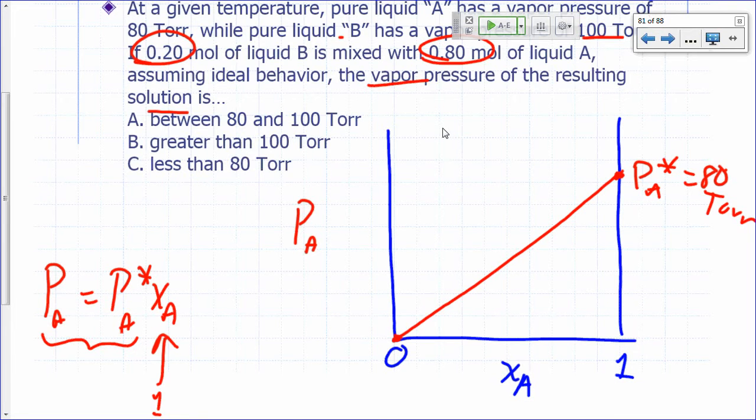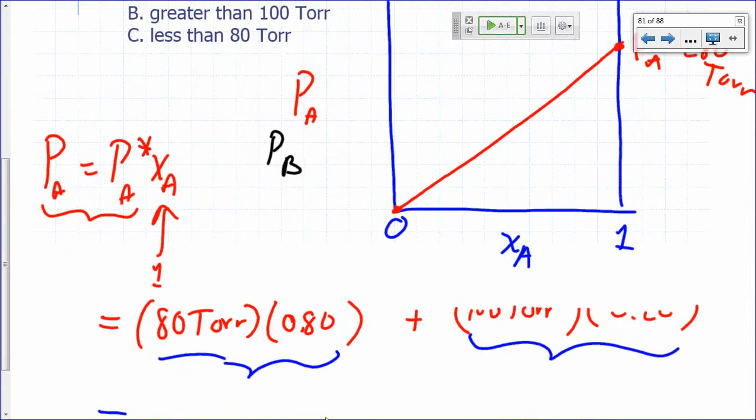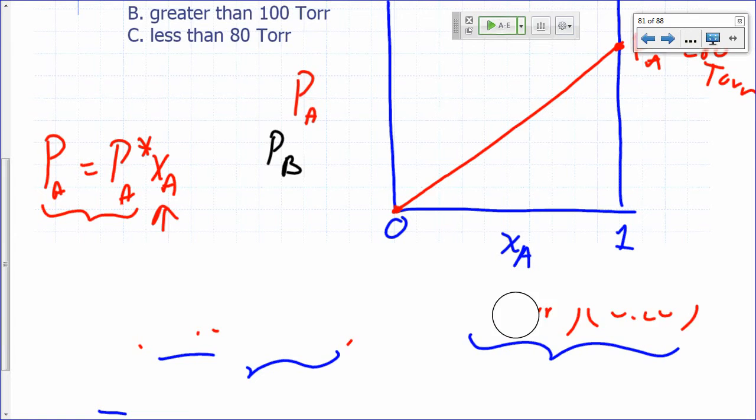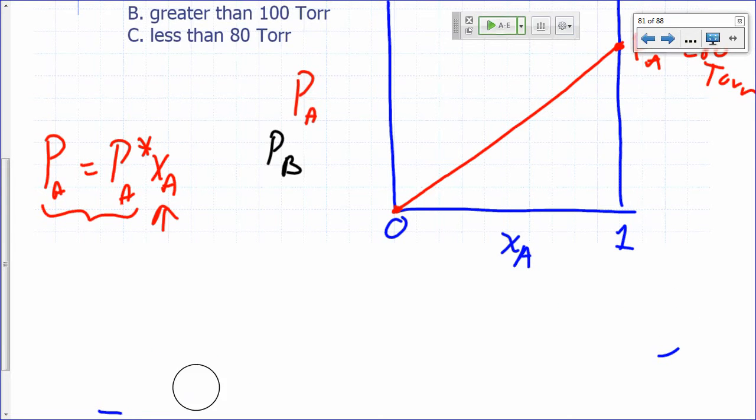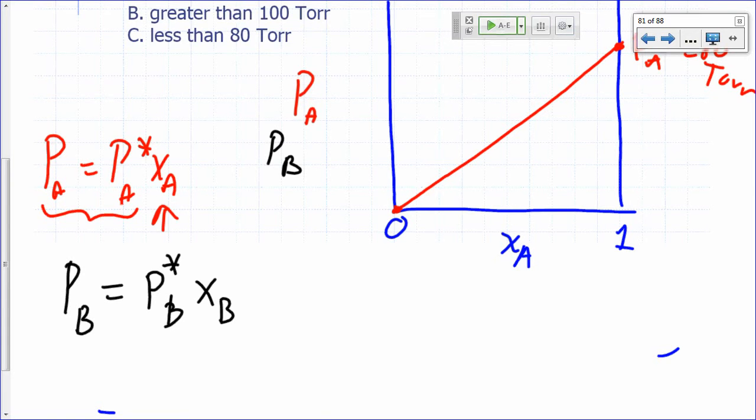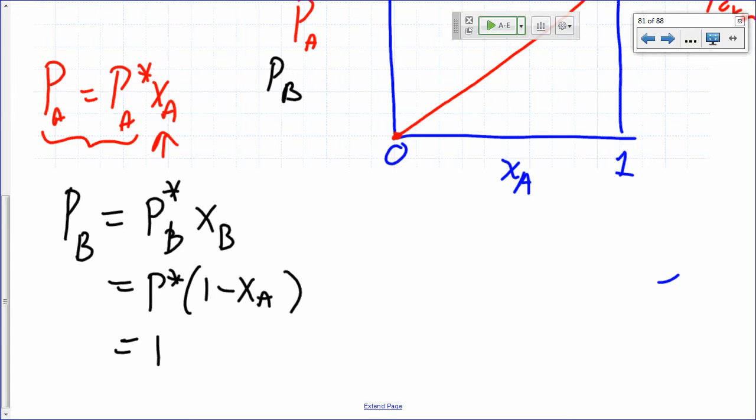What would happen if we were to plot partial pressure of B versus mole fraction of A? What did we say partial pressure of B was? P star B times XB, right? Which is P star B times 1 minus XA. Remember, XB is 1 minus XA. Mole fractions add up to 1. So that's equal to P star B minus P star B XA.